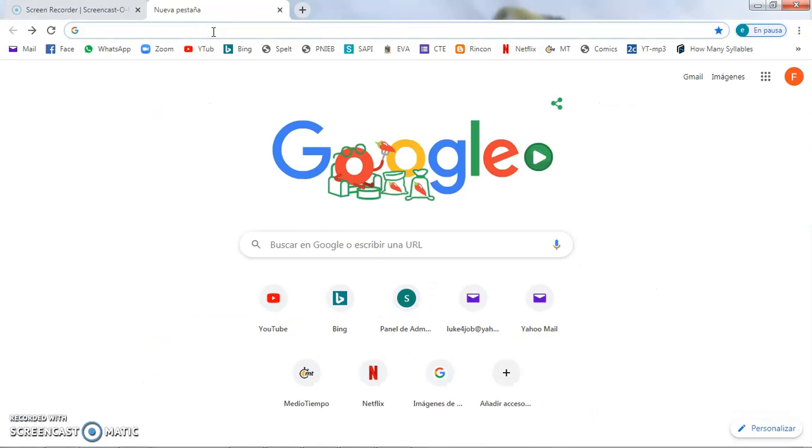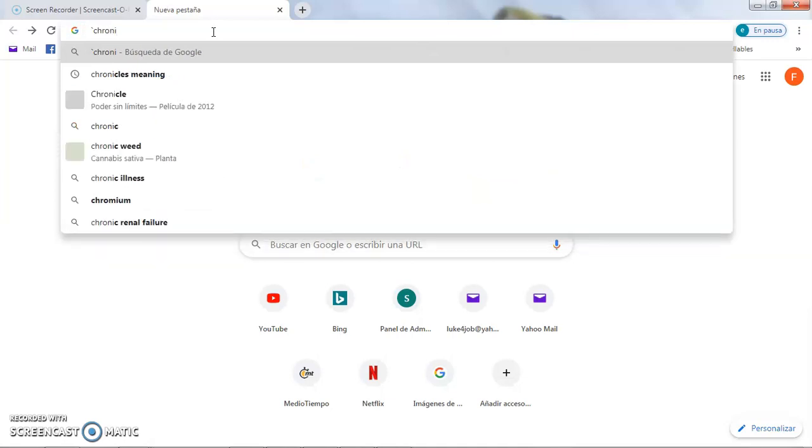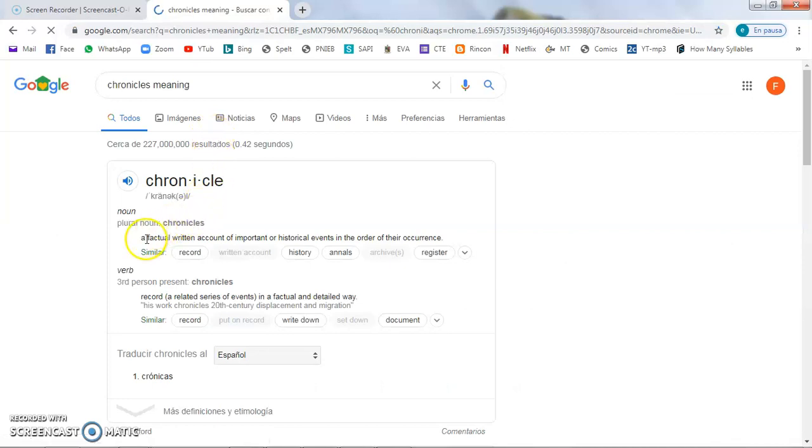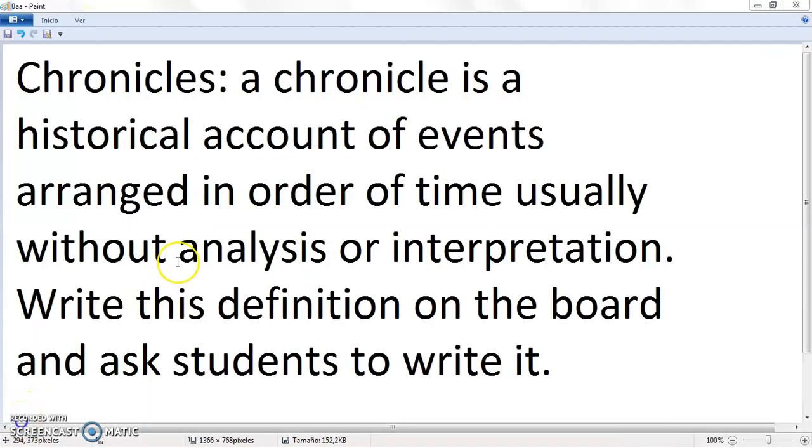So let's begin with this one. We're going to write chronicles meaning. Chronicles meaning. It autofills. What is a chronicle meaning? It's a factual written account of important or historical events in the order of their occurrence. Of course, we need to know and understand that this is related to history. Okay? So let's copy a definition for that. Please open your notebook and write this definition down on it.